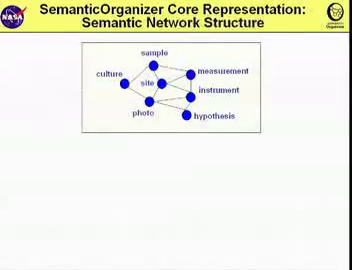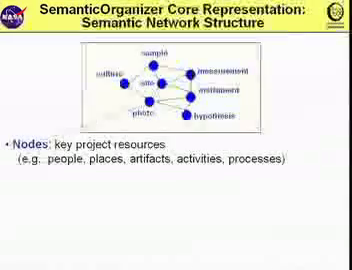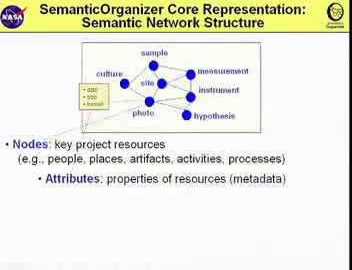So SemanticOrganizer, the core representation is a semantic network structure. In a semantic network structure, there are nodes which represent key project resources, like people, places, and artifacts, and so forth, that are important to the project team, that the entire project team acknowledges, and they share a common understanding of these resources. There's a set of attributes which are associated with the project resources. It's metadata that describe those resources.